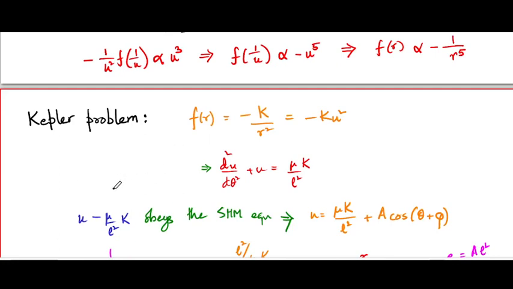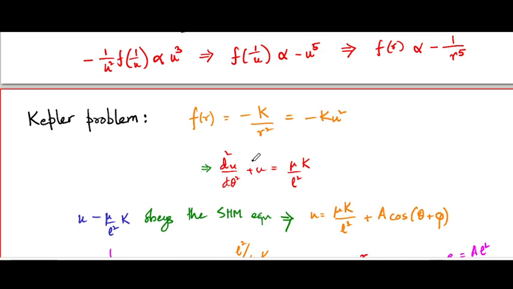Since this quantity obeys the SHM equation, its solution has to be a cos(theta plus phi), where A and phi are constants which can be fixed only by the initial conditions, and that can be easily rewritten to give you u equals mu k over L squared plus A cos(theta plus phi). So just by using the fact that we know how to solve the harmonic oscillator equation, we end up with the solution for the orbit, for the Kepler problem, with almost no calculation. Well, no calculation because we already know how the harmonic oscillator equation is solved.